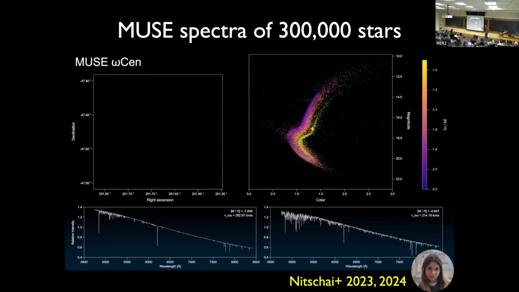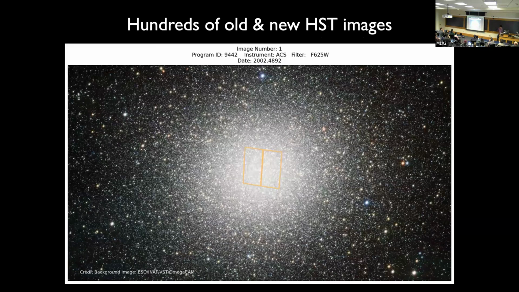So we're able to derive the metallicity for each of these stars, and you can see this beautiful sequence. These are colored by the metallicity inferred, and you can see a very clear sequence. The redder the star is, the more metal rich it is. So that's the MUSE data.